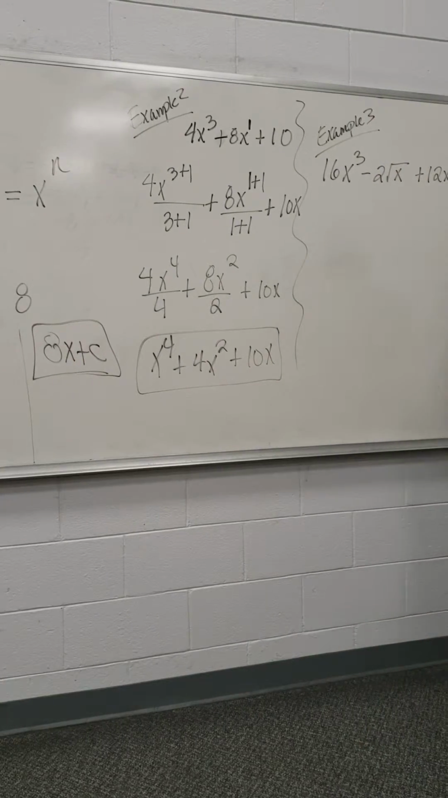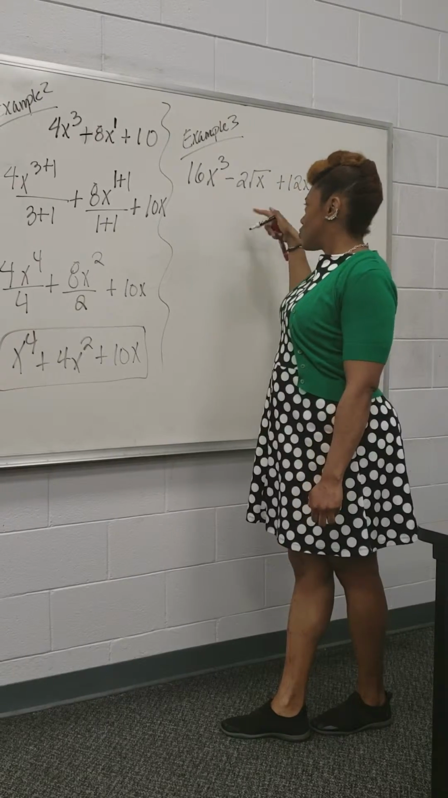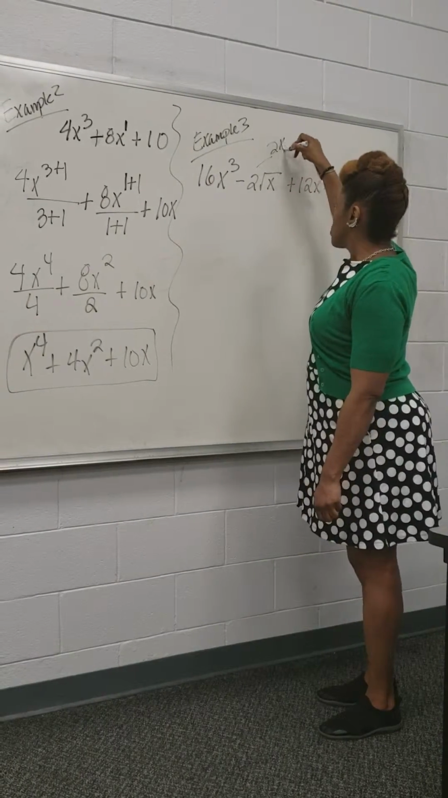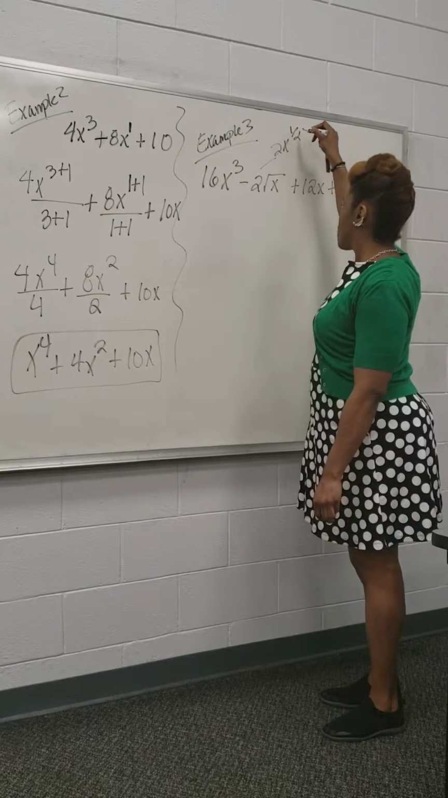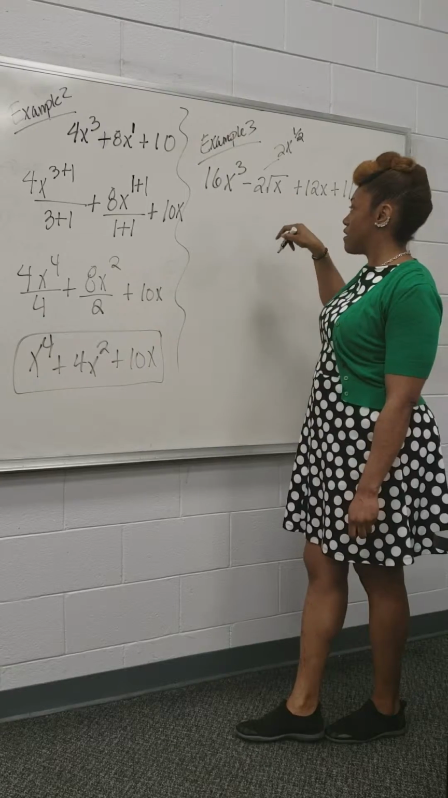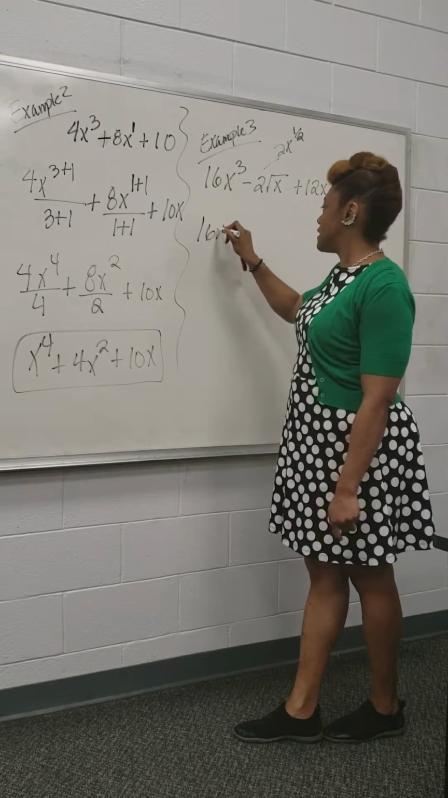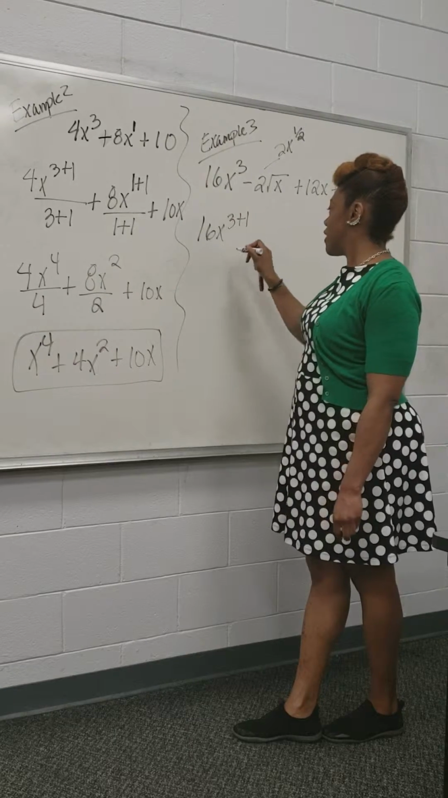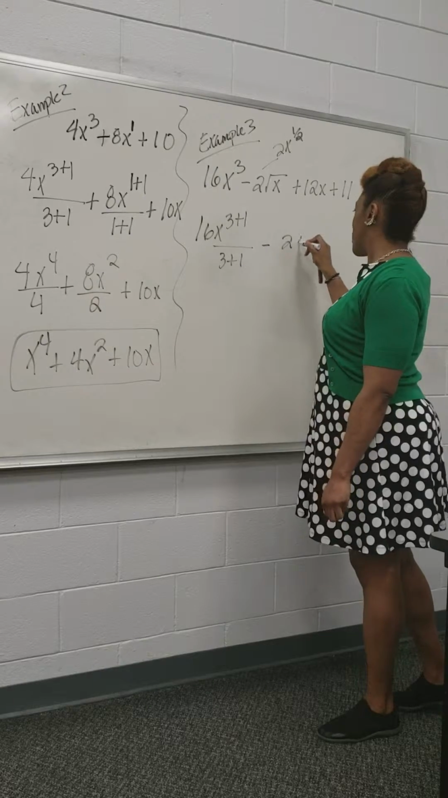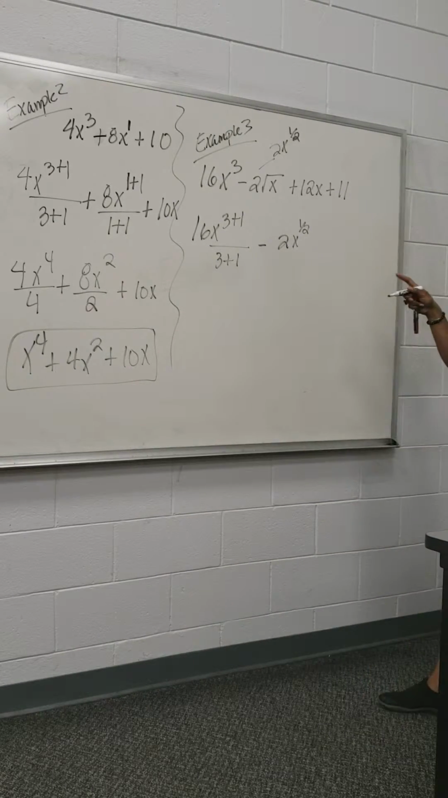You might get some intricate cases where you have an actual square root. So maybe you should write it in terms of what? 2x to the 1/2, right? And it will be a positive 1/2 because it is in the numerator. So we have 16x cubed plus 1 over 3 plus 1, minus 2x to the 1/2 plus 1, and you always keep it in terms of fractions.